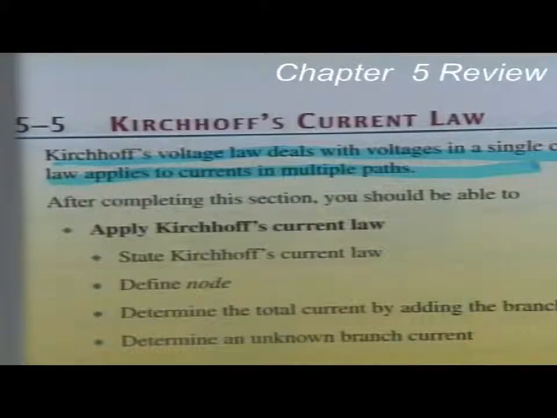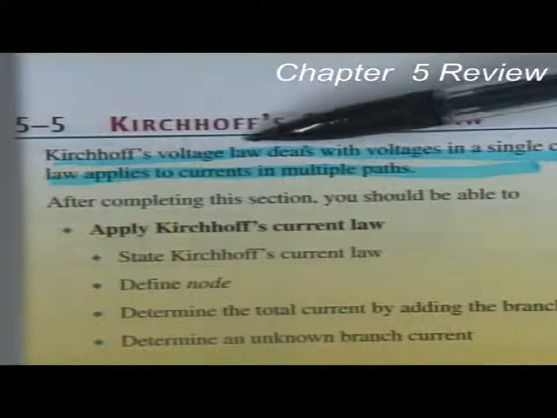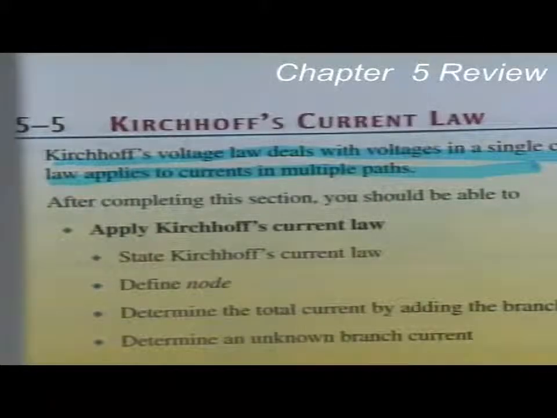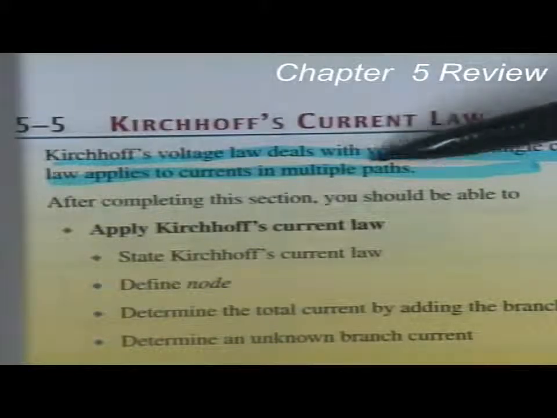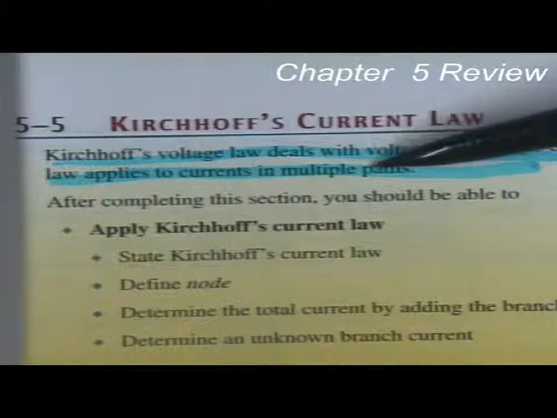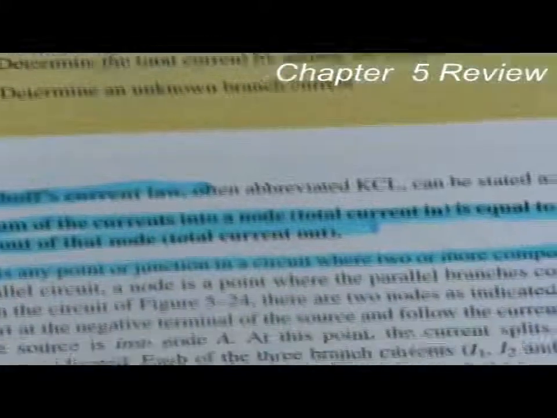Remember series circuits? That's what Kirchhoff is talking about in the voltage law, because he's saying that the voltage drops across each component algebraically will add to be zero. And here in the current law, Kirchhoff's current law, he's going to show us how to work with multiple currents. Now let's look at the actual law itself.